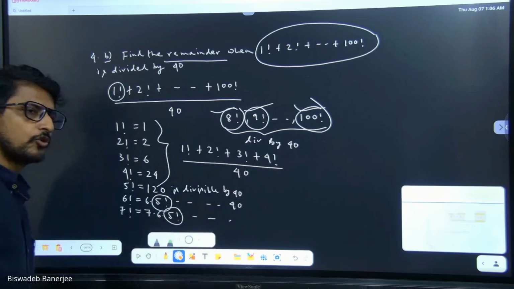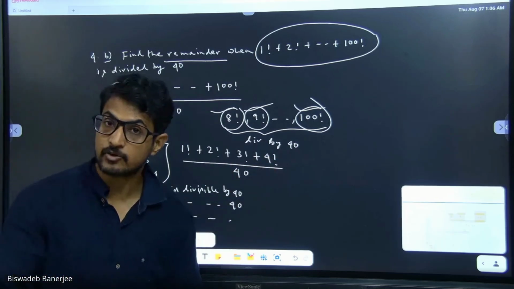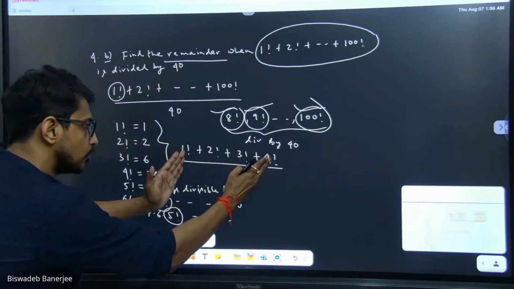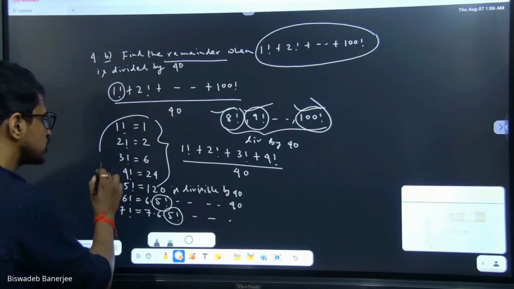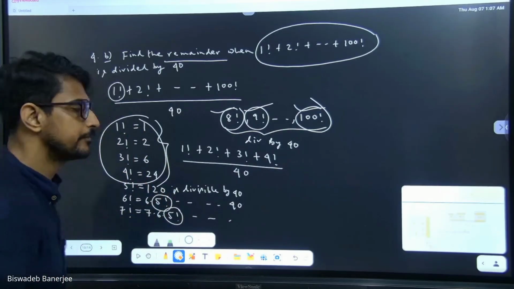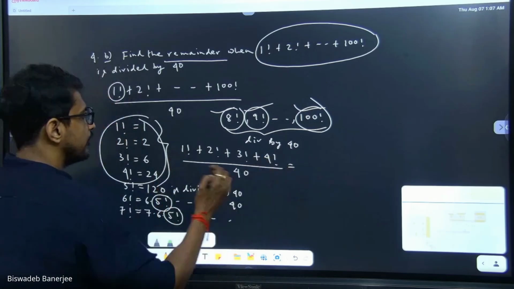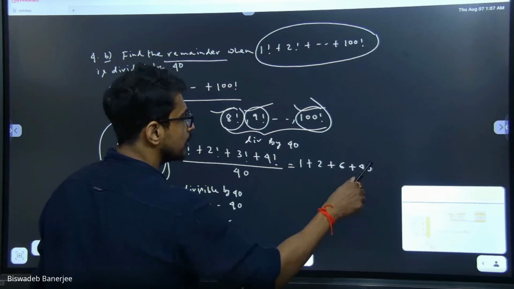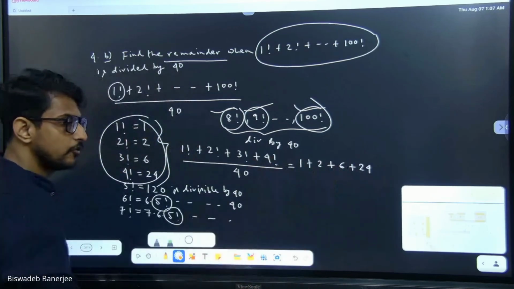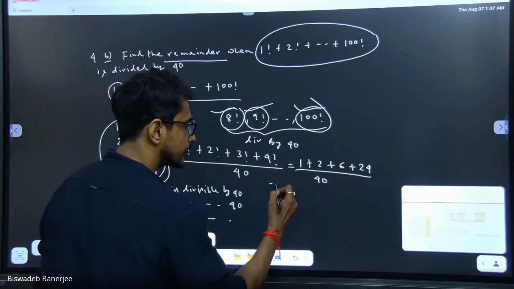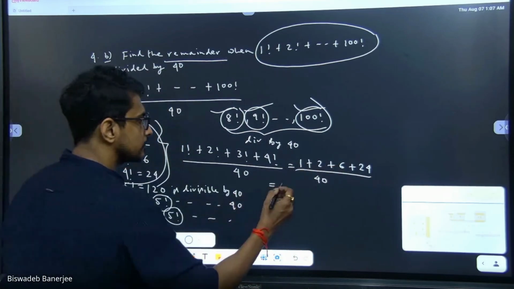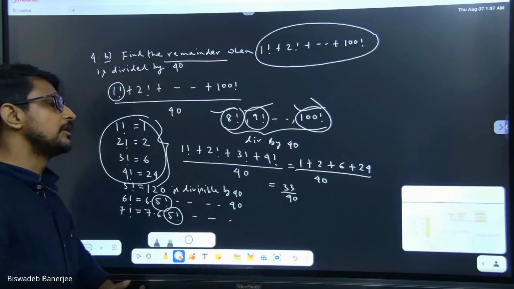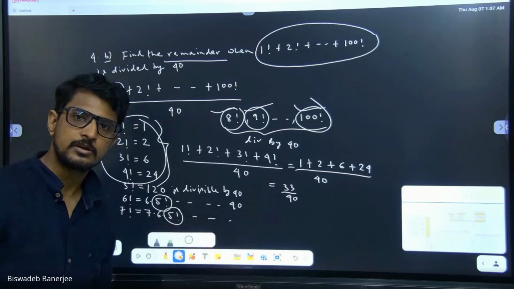Why? Because from 5 factorial onwards, like 5 factorial, 6 factorial, 7 factorial, all of them are divisible by 40, meaning no remainder. So my remainder comes only from this portion, because this portion is not divisible by 40. So how can you find the remainder? 1 factorial is 1, 2 factorial is 2, 3 factorial is 6, and 4 factorial means 24, divided by 40. The sum is 33 by 40. That means my question is, what is the remainder when 33 is divided by 40?